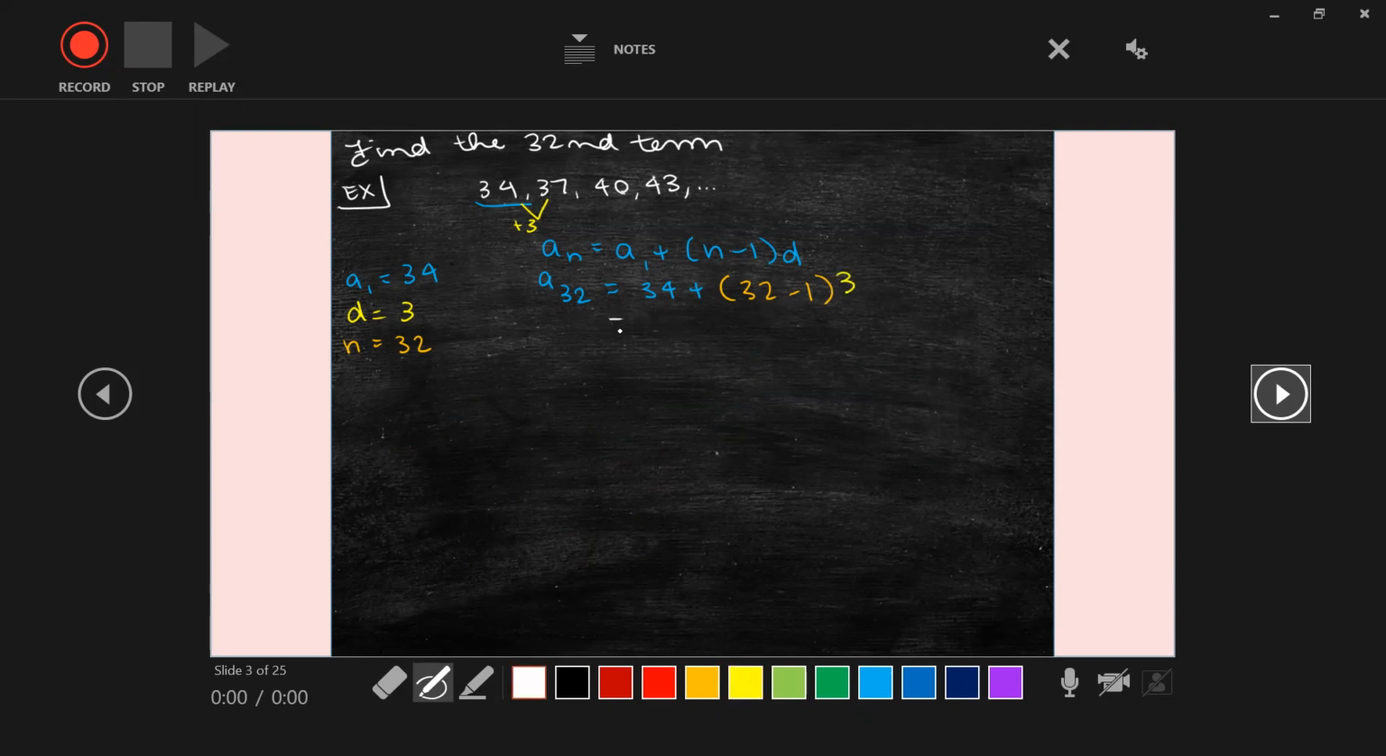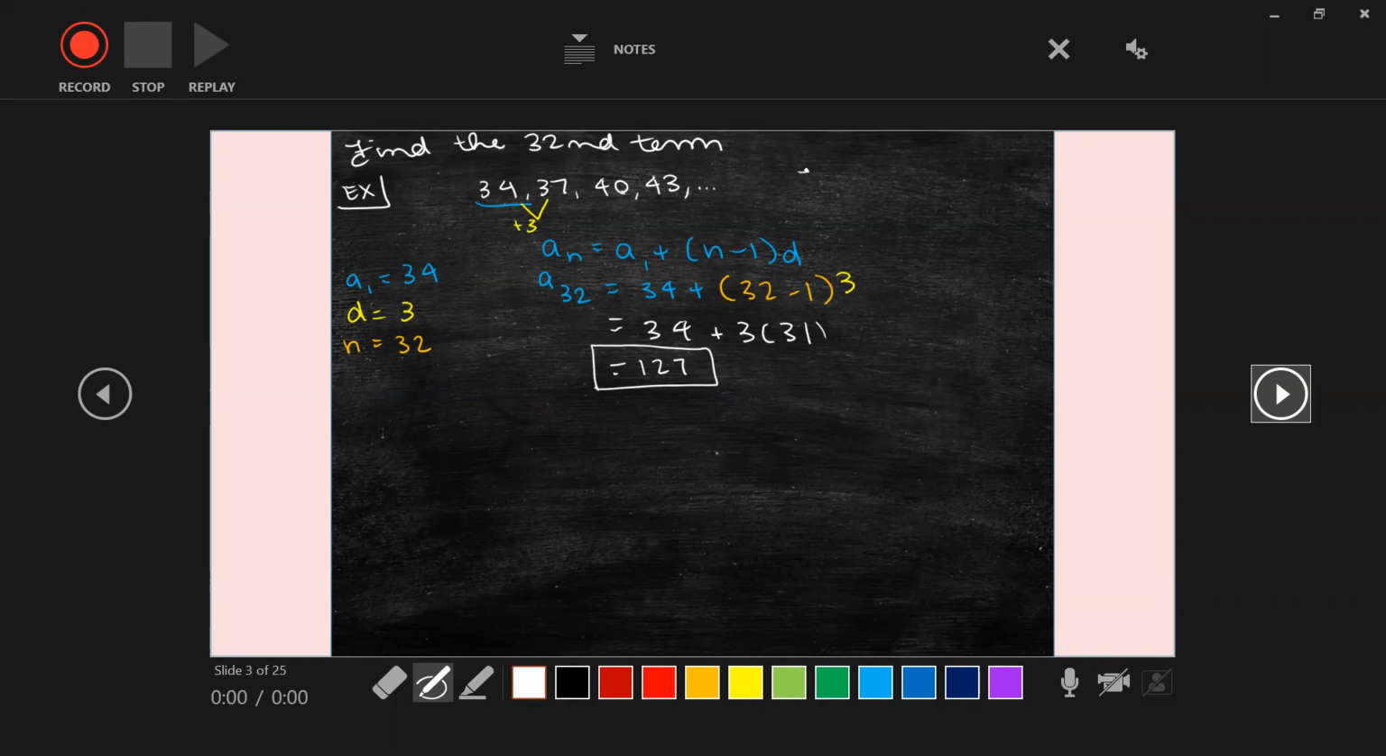So I have 34 plus 3 times 31. You can do the math on your calculator or just follow it through. So 3 times 31 is going to be 93. And then plus 34 is going to be 127.